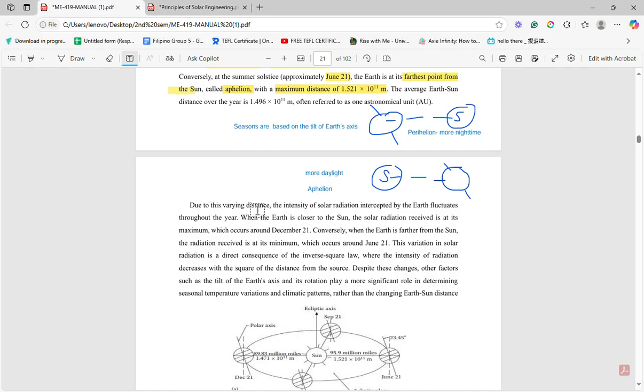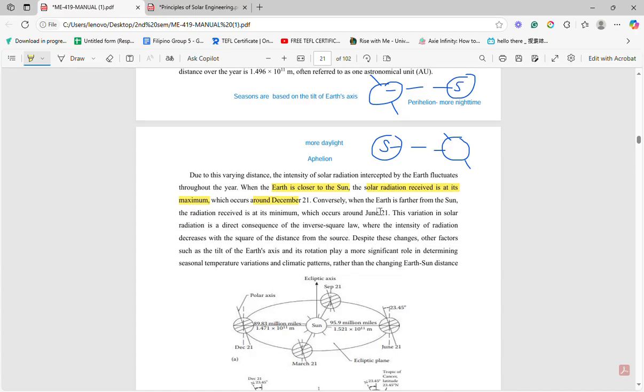It says here, due to the varying distance, the intensity of solar radiation intercepted by the Earth fluctuates throughout the year. When the Earth is closer to the sun, the solar radiation received is at its maximum, which occurs around December 21. But then again, when the Earth is farther from the sun, the radiation received is at its minimum, which occurs around June 21.